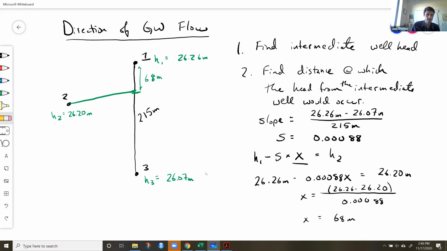And now to find the direction of groundwater flow, all we need to do is, well, I'll let you guys tell me: what direction is groundwater flowing if I have a contour? Is the water going to flow with the contour or against the contour? Against. Yeah, so it's going to be perpendicular. And in this case, this is high and this is low. So here's our direction of flow, perpendicular to that contour.